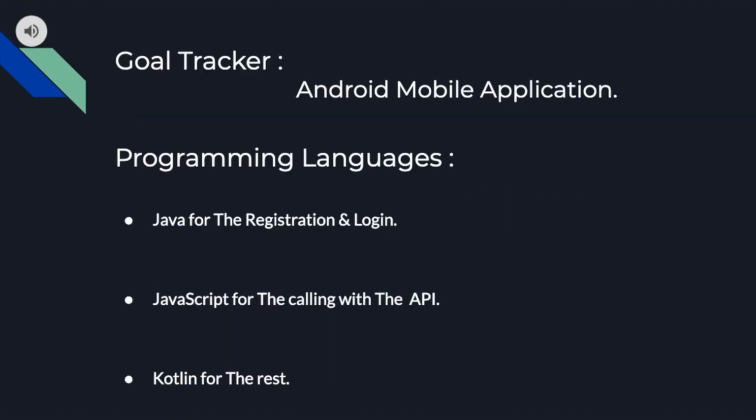The Accountability Buddy app is a mobile application for Android, and the programming languages used are Java for registration and login, JavaScript for calling the API, and Kotlin for the rest of the application.